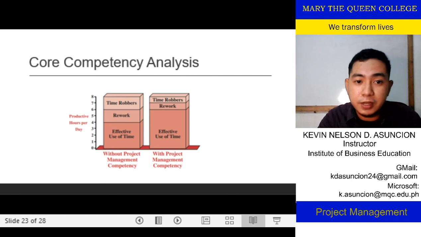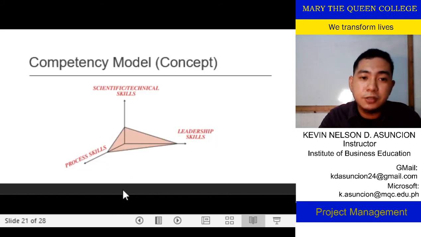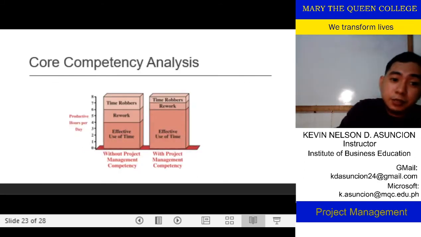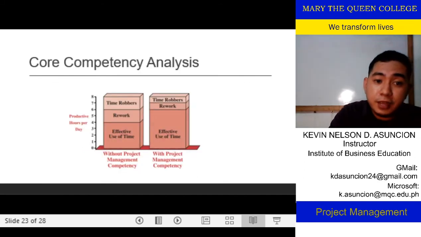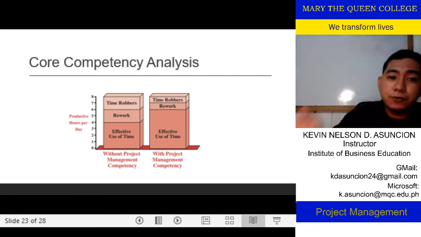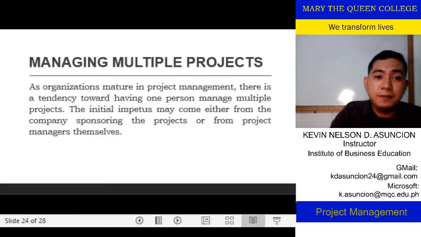So marami kang magagawa. Take a look at this illustration. Marami kang magagawa at lesser time for doing the rework and other time robbers. Whereas if you don't apply those management competencies na nandito, yung mga other scientific process and leadership skills, it will take much of your time on doing effective production, and there will be more time to be put into rework and time robbers. Ibig sabihin, pinagpaplanuhan mo yung mga skills as well.